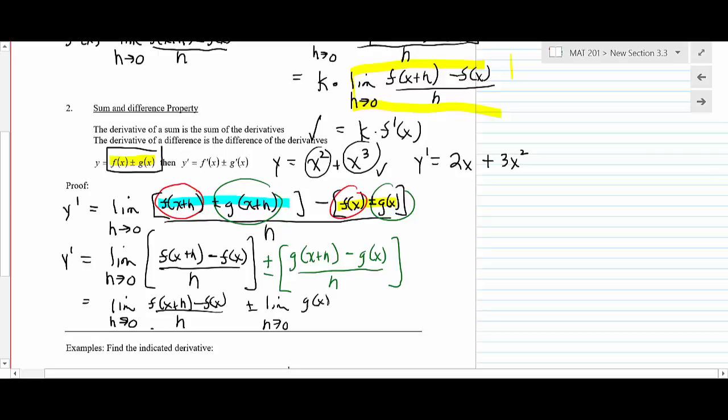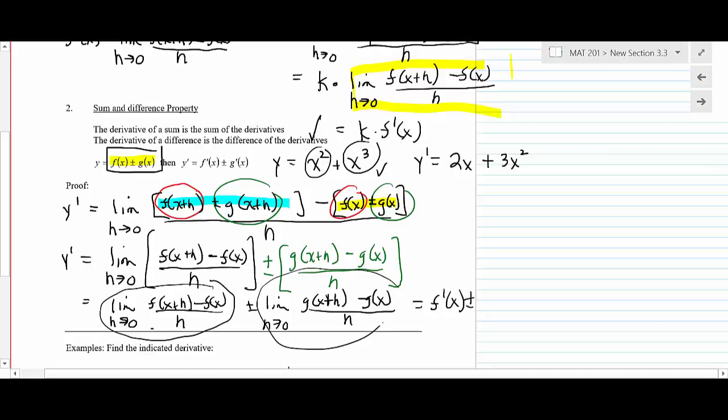Okay, that would be g of x plus h minus g of x over h. And then we're done, because this thing right here, isn't that just the f prime of x? Okay, that's what f prime of x is, so that's what that becomes. And how about this thing over here? What's this? That's g prime of x. So see, it's the limit laws.